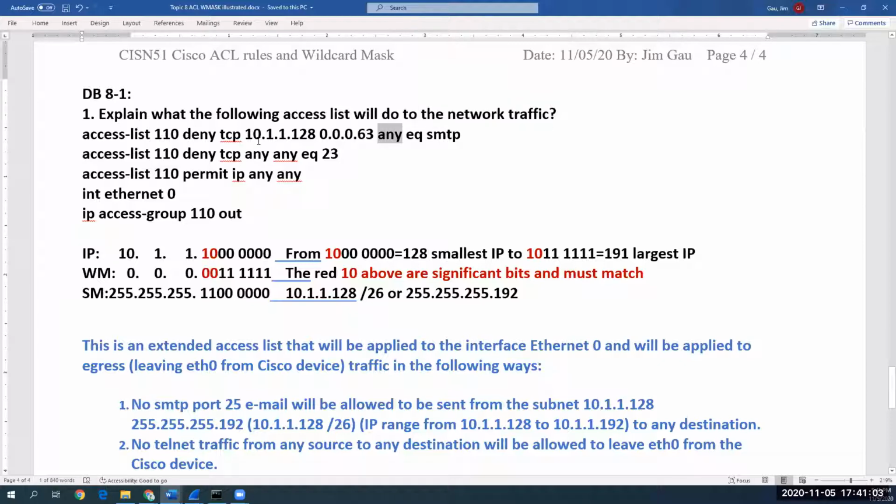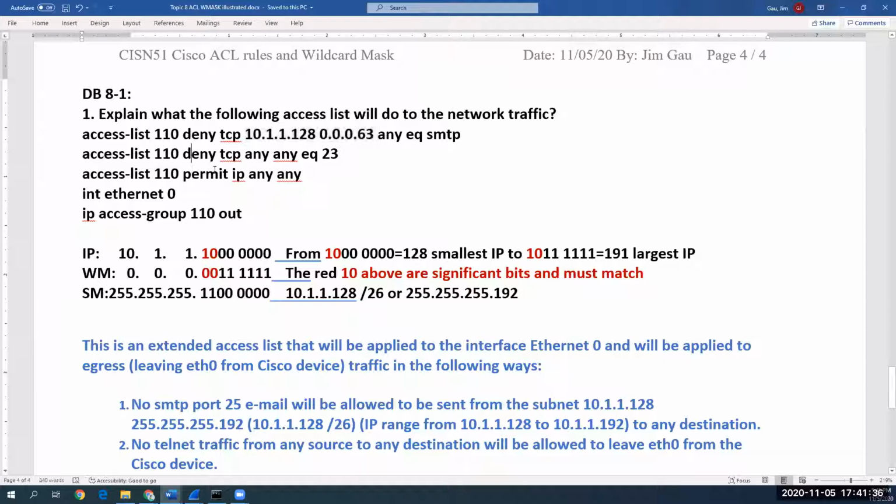So this is the source with the WM, and the destination with any IP, any destination IP with any WM, EQ SMTP. So as long as your IP address fits in here, no matter where you want to go, as long as you use SMTP ports on the TCP, we will deny you. That's what this line is saying.